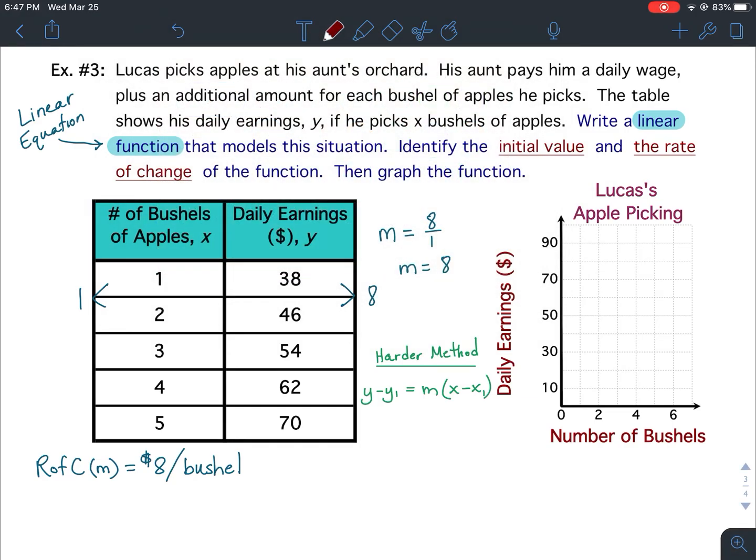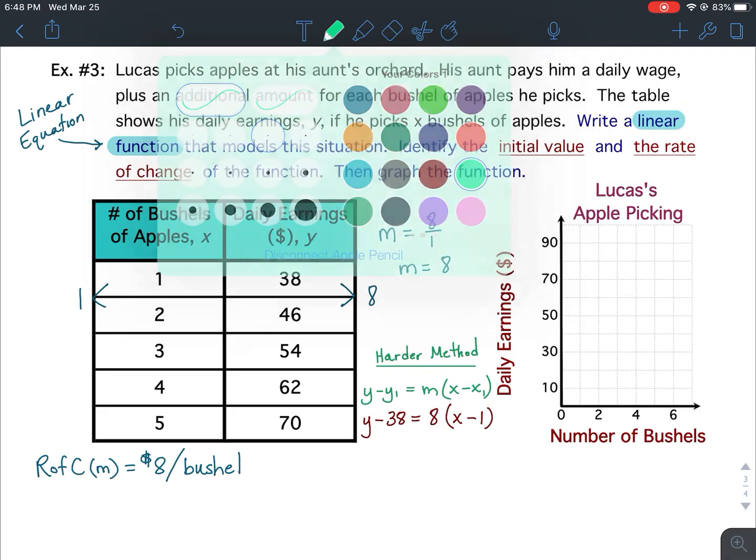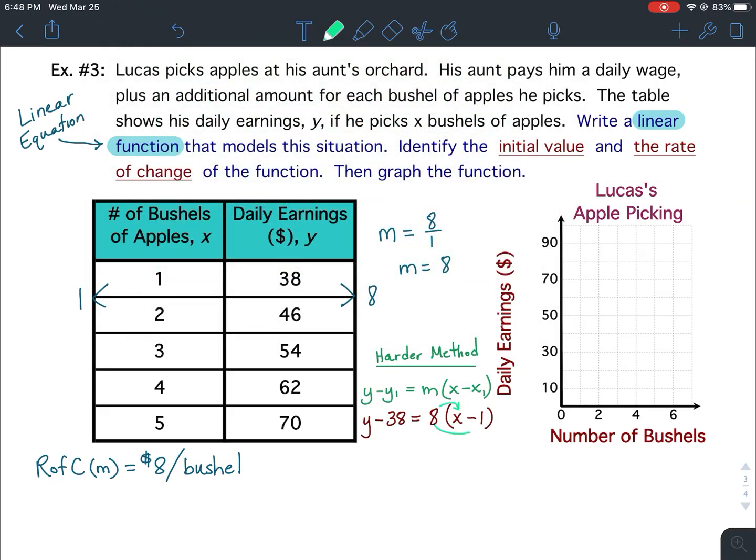So let's pick this top point right here. So it'll stay a y. And then the y1, the y coordinate, would be your 38, equals your slope. Well, your slope is right there, your 8, times x minus your x1, which is 1. All right, I'm going to erase these circles up here now. To finish this, first I need to do the distributive property. So y minus 38. 8 times x would be 8x. 8 times negative 1 would be negative 8.